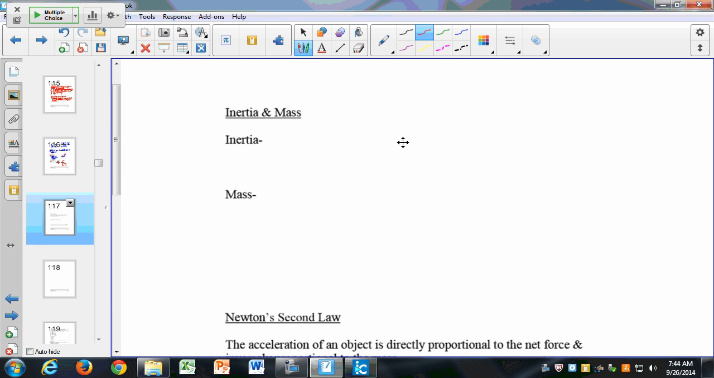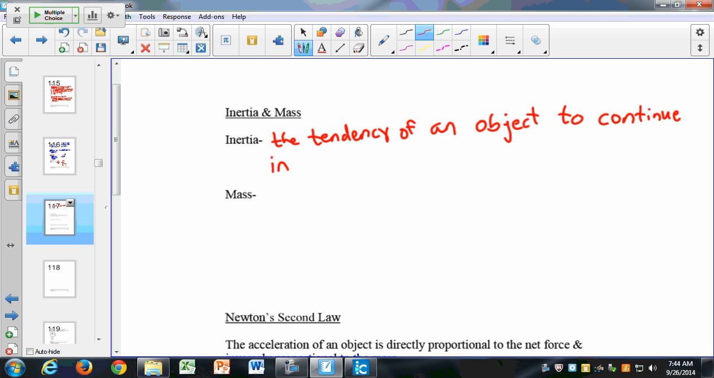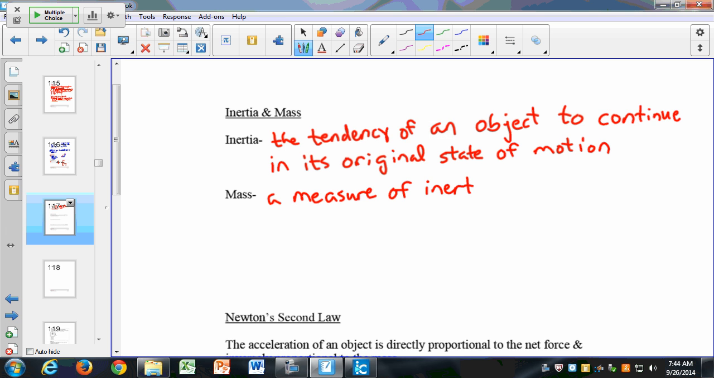Okay, so inertia is the tendency of an object to continue in its original state of motion. And mass is simply a measure of inertia. Mass is a measure of how much material is within an object, but it's also a measure of its inertia. So we measure inertia in the same way that we measure mass. If we were to talk about inertia having units, which we don't usually do, we would talk about it in terms of kilograms.